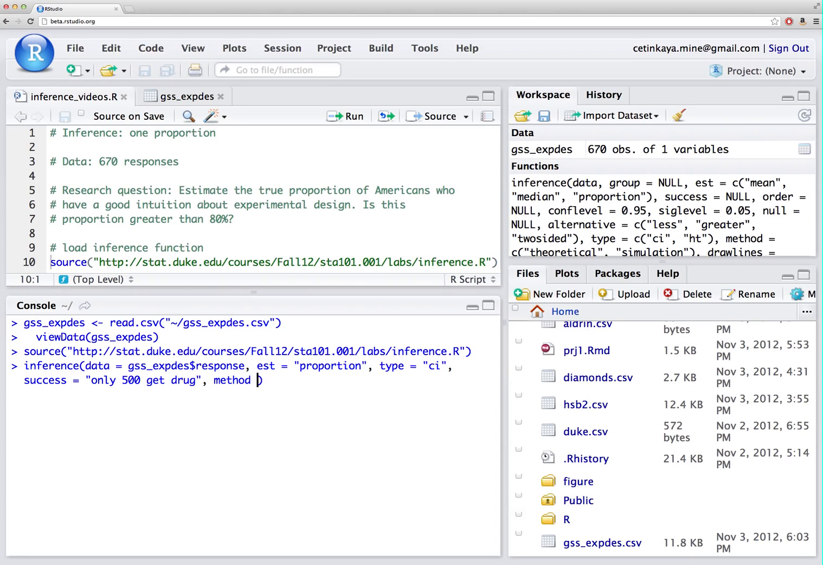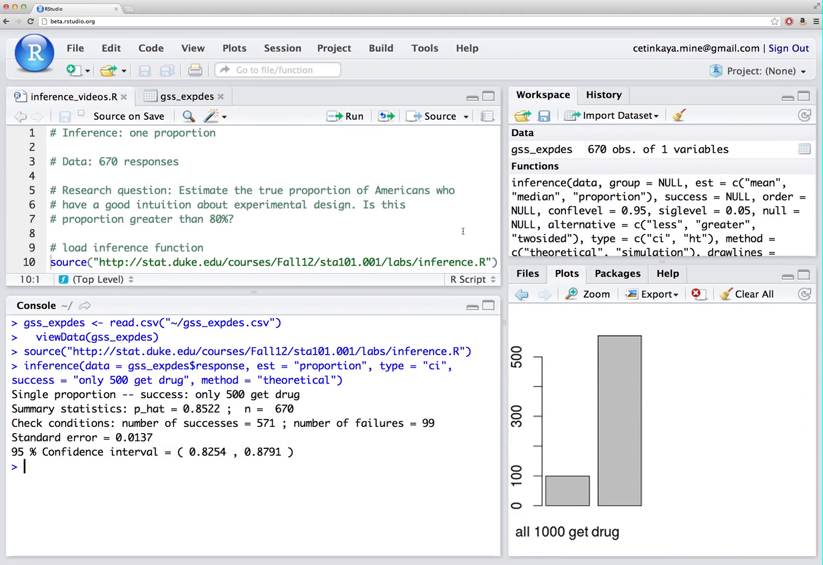And lastly, let's start with a theoretical approach. The output here shows me that I'm doing inference on a single proportion and that my success is the level only 500 get the drug. The summary statistics are that I have 670 observations and 85% of them, so my p-hat, the proportion of success in my sample, is 0.8522. About 85% of the respondents answered this question correctly. Since I'm using a theoretical method, I want to make sure that I check my conditions, and for a confidence interval, that would be the number of successes and failures.